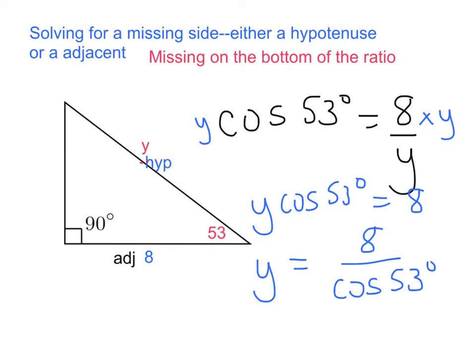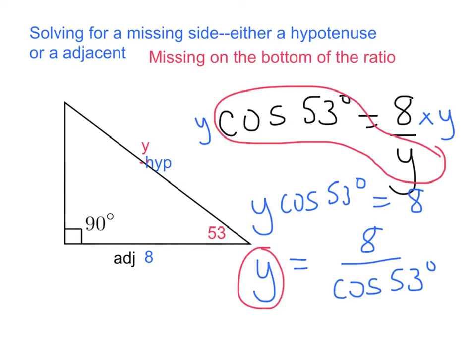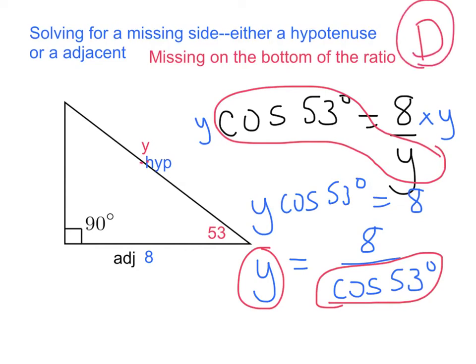Now, in a very unmathy kind of way, I call this switcheroo, because if you notice, the y is now where the cos 53 is, and the cos 53 is now where the y is. So when the missing piece is on the bottom, in the denominator, which starts with d, we do the operation division. All right, let's see what we get. If you plug that into your calculator and you do 8 divided by cos 53, you get 13.29. So let's always leave our answers at 2 decimal places. And so now we know the length of the hypotenuse, 13.29 units.